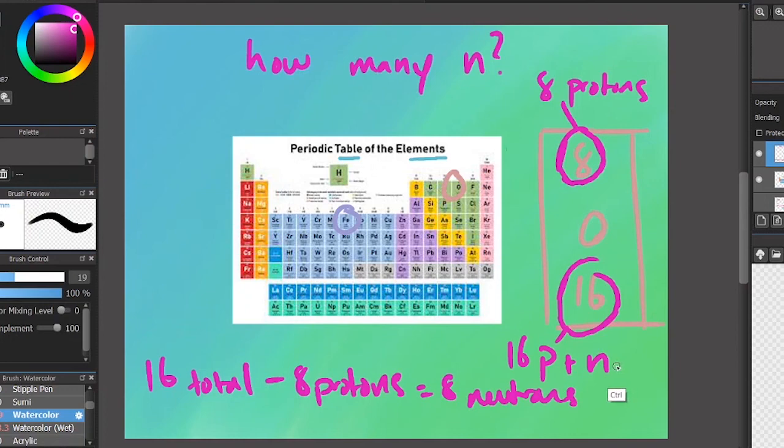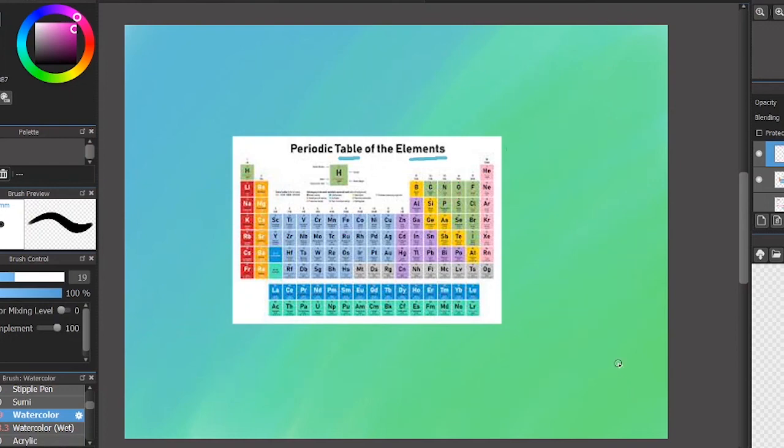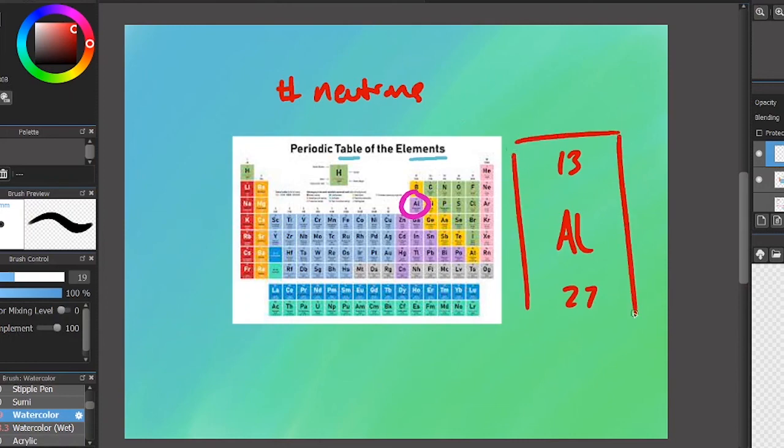As one final example, let's look at aluminum. Al is a symbol representing aluminum. Its atomic number is 13 and its atomic mass is 27. Can you figure out how many neutrons aluminum has? Pause the video here and try to solve it for yourself.